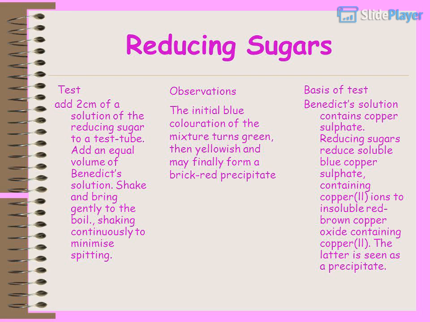Add an equal volume of Benedict's solution. Shake and bring gently to the boil, shaking continuously to minimize spitting. Observations: the initial blue coloration of the mixture turns green, then yellowish, and may finally form a brick red precipitate.